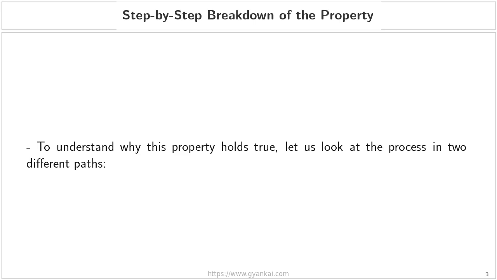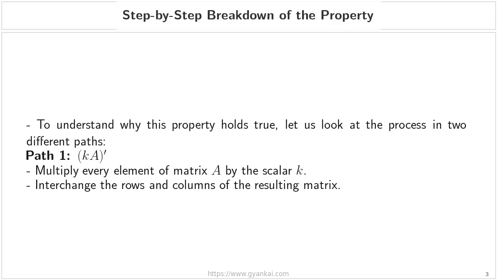Step-by-step breakdown of the property. Now that we have introduced the formal notation, let us dive deeper into why this property actually works. To make this clear, we can visualize the process as two different paths that lead to the same final result. First, let us examine path 1, which represents the transpose of k times A in this sequence. We start by multiplying every single element within matrix A by our scalar. Once we have obtained this resulting matrix, we then perform the transpose operation by interchanging its rows and columns.